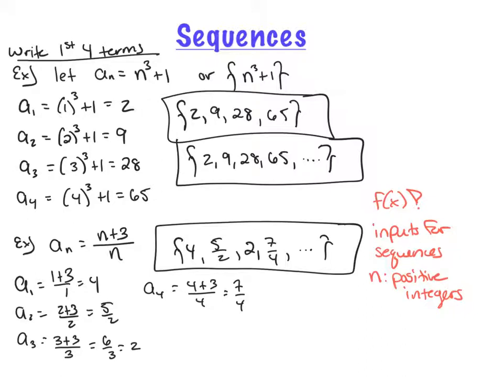So I would not ask you for the 3.2 term, the 3-point-second term. There's no such thing as a 3-point-second term. There's the first, second, third term, and fourth term, but there is no 3-point-second term possible. So all of your inputs are going to be nice, pretty, positive integers.